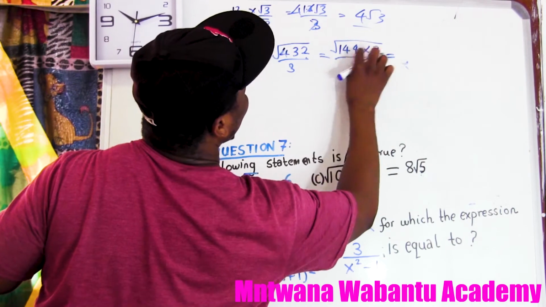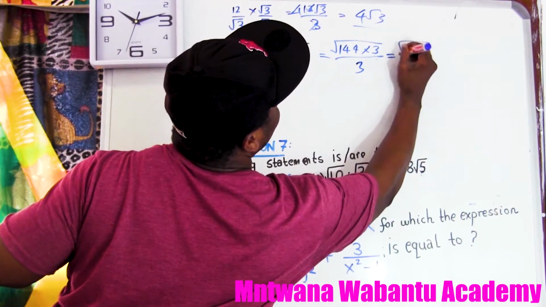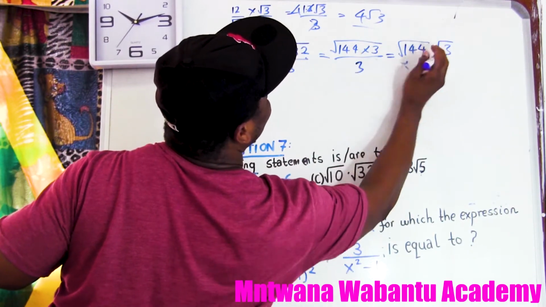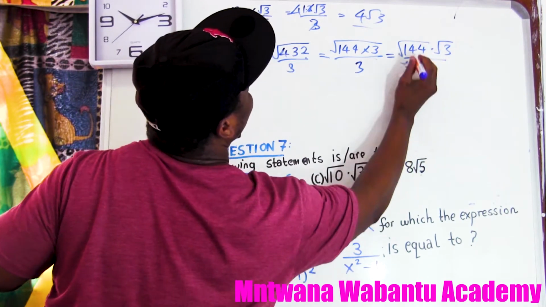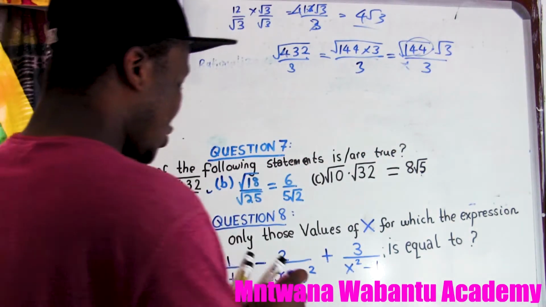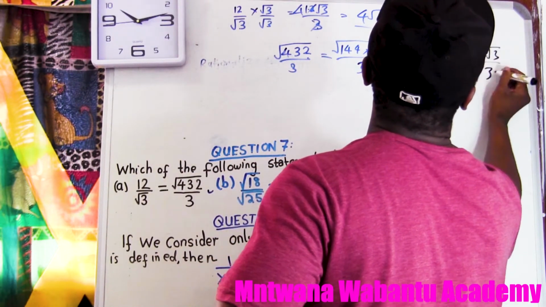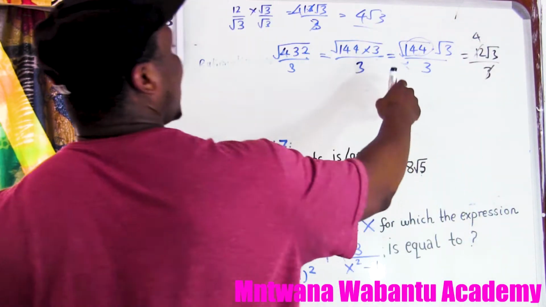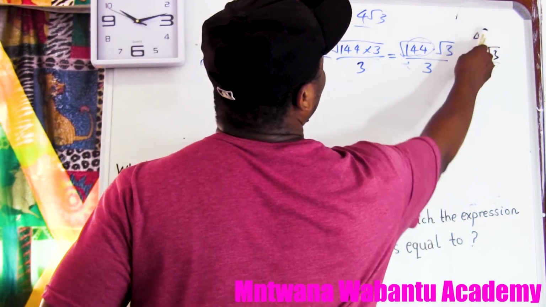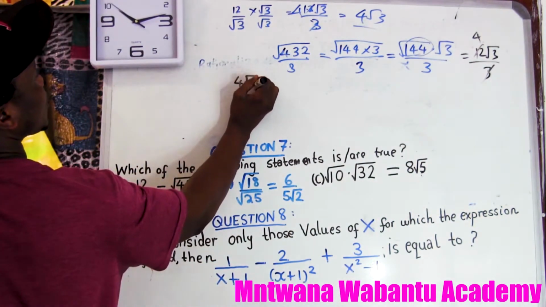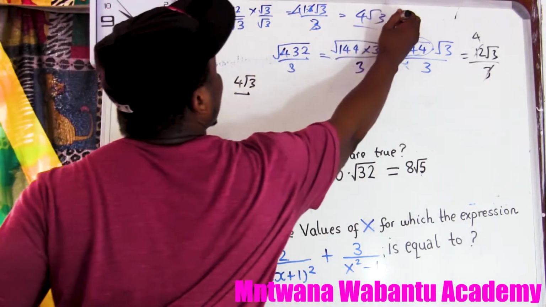So I can separate the root. It's going to be square root of 144 times square root of 3, over 3. When you take the square root of 144, you get 12. So then it's going to be 12 square root of 3 over 3. How many 3s in 12? 4. So it's going to be 4 square root of 3, which is equal to that.